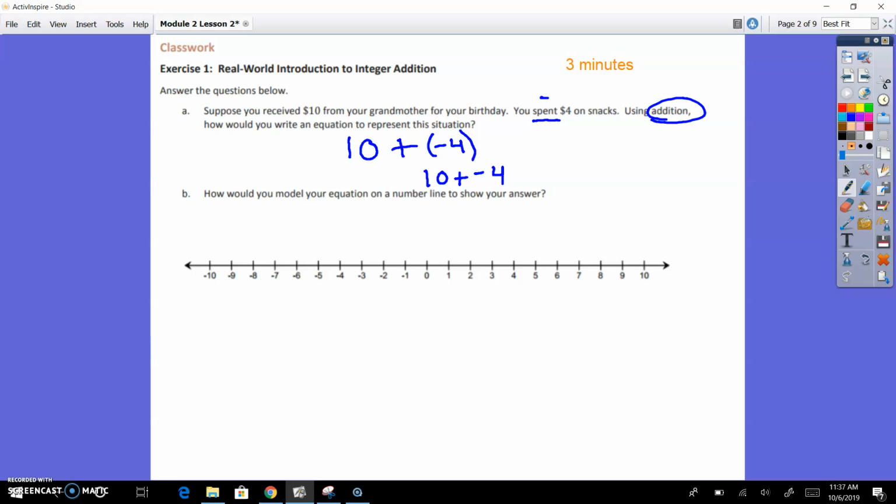Okay, so we always start at 0, and so we would go to the right 1, 2, 3, 4, 5, 6, 7, 8, 9, 10 to the right, and then we would have to go 4 to the left. 1, 2, 3, 4, which would leave me at a positive $6. Okay, and this would be just an expression, so let's make it an equation with what it equals now.